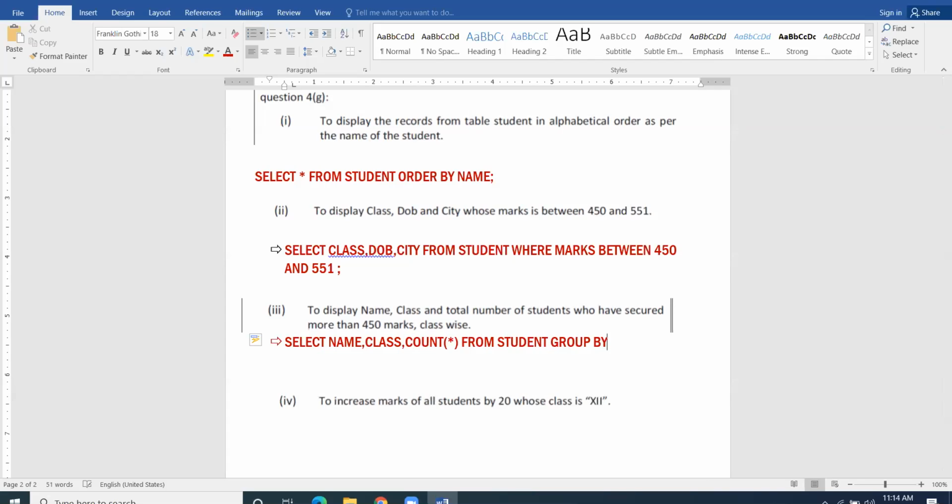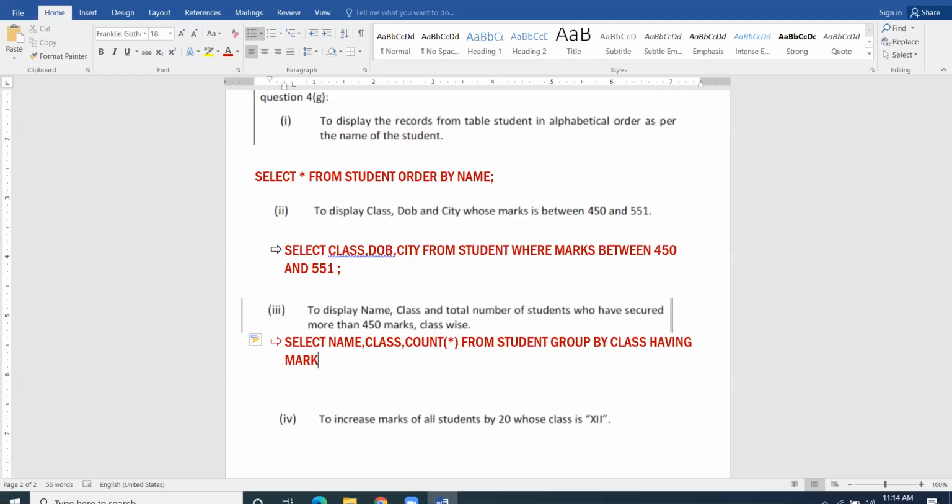group by class having marks more than 450. Whenever you are taking group by clause, make one thing very clear in your brain. You will never take the where clause, you will take having clause. With the group by command, we never take the where clause, we take the having clause, because having clause is applied to the entire group, where clause is applied to the individual rows or records.